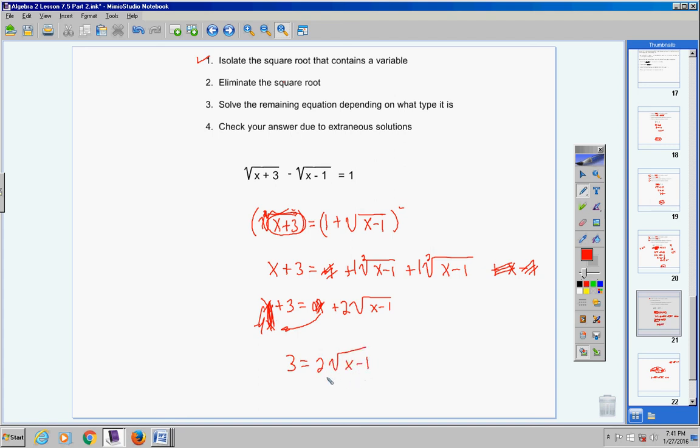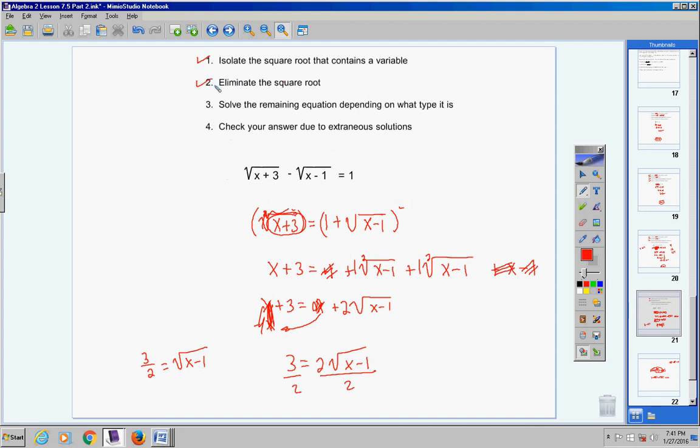Now, divide both sides by 2, okay? To get rid of the 2. Divide both sides by 2, and now I'm left with 3 halves equals square root of x minus 1. There, I did it. I isolated the square root.